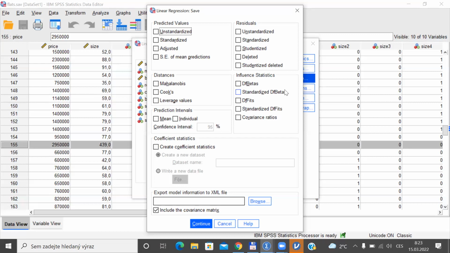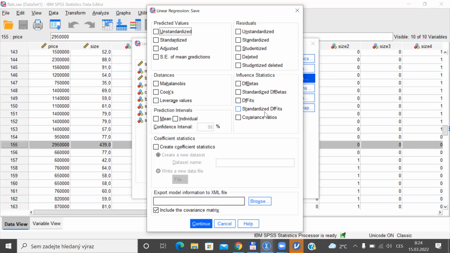So that's standardized DFBetas. And also similar concept is based on DFFits. So this is the difference between real value of dependent variable, so it means price of the flat, and the estimation of price of the flat based on regression equation. So that's rough or unstandardized DFFit. And once again, for possibility to evaluate statistically these values, it is much better to use standardized DFFits. And once again, recap from previous lecture, recommended cutoff is 2 divided by square root of sample size divided by number of parameters.